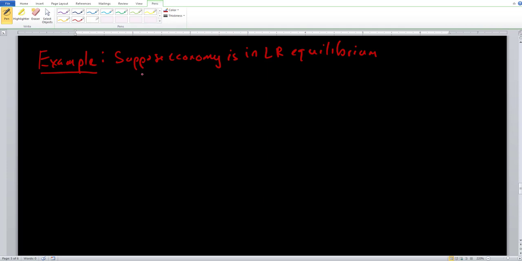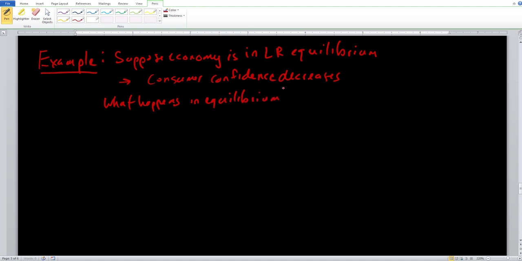Then I want to introduce a specific shock. So suppose that I tell you that consumer confidence decreases. And we want to see exactly how our equilibrium is going to change once we introduce this particular shock. So the big question that we want to ask is, what happens in equilibrium? It might be long-run equilibrium, it might be short-run equilibrium. We won't know until we actually go ahead and do these shifts and see exactly what happens.